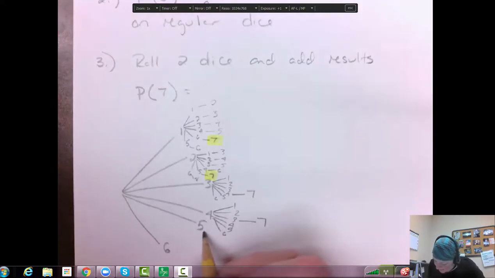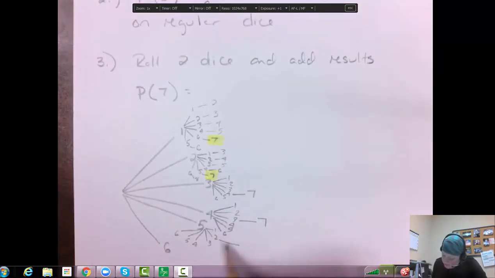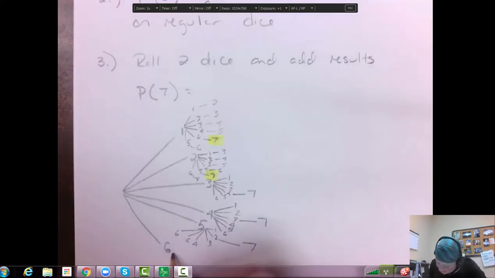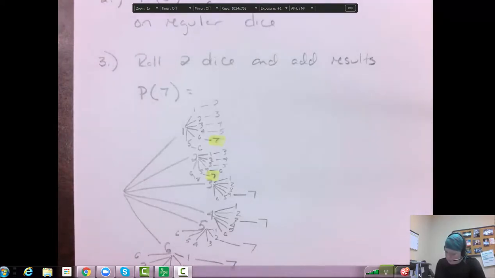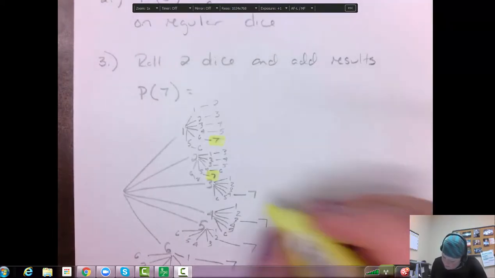5. I could do 1, 2, 3, 4, 5, 6. And 5 and 2 make the 7, and then 6, 1 and 6 make the 7. So how many total 7s are there?